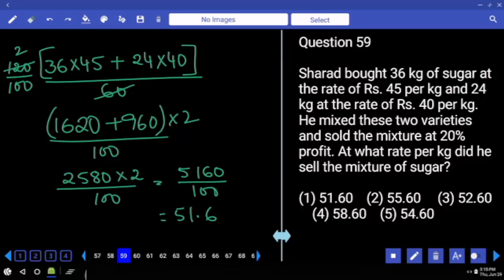At what price you want to sell the item? How much profit percentage you are expecting? That means you need to sell it at 120%, which must be 3 multiple. 120 is 3 multiple. Can it be first option, second option, third option, fourth option, fifth option?